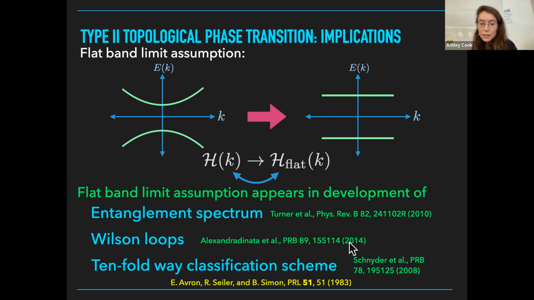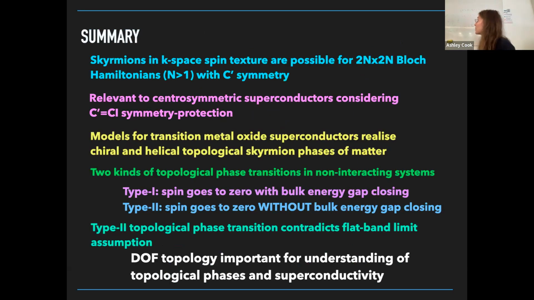Yeah, I think so. All right, so I don't know how much time I actually used. There's still some time for questions. All right. Anyway, this is my summary slide. So the key point is that Skyrmions in your momentum space spin texture, instead of or in addition to a projector texture, are possible for block Hamiltonians with this C prime symmetry, where these spin Skyrmions are independent from the projector Skyrmions for the case of n greater than 1.